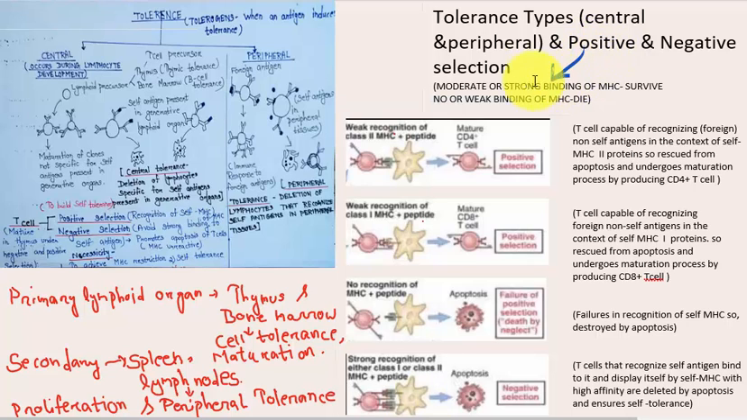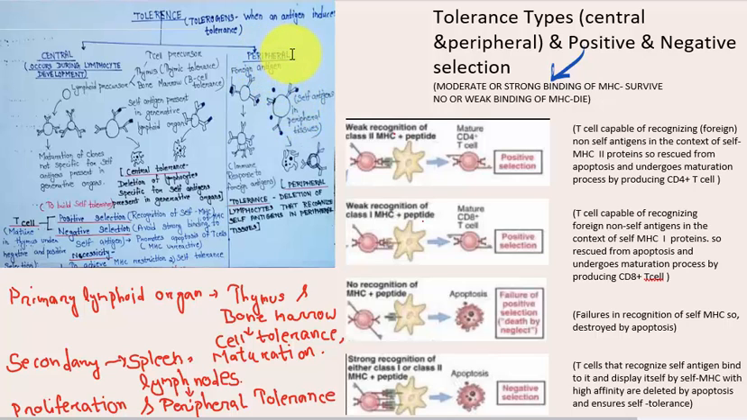So in positive selection, generally moderate or strong binding with the MHC leads to the survival of the T cell. But in case of no binding or weak binding with the MHC, the T cell dies or leads to an apoptotic condition. But in case of negative selection, strong recognition of either class 1 or class 2 MHC leads to an apoptotic condition, as it recognizes the self-antigen and produces antibodies against the self-antigen expressed by the self-MHC molecule. So it leads to apoptosis and ensures self-tolerance. So this is all about the types of selection required during maturation.